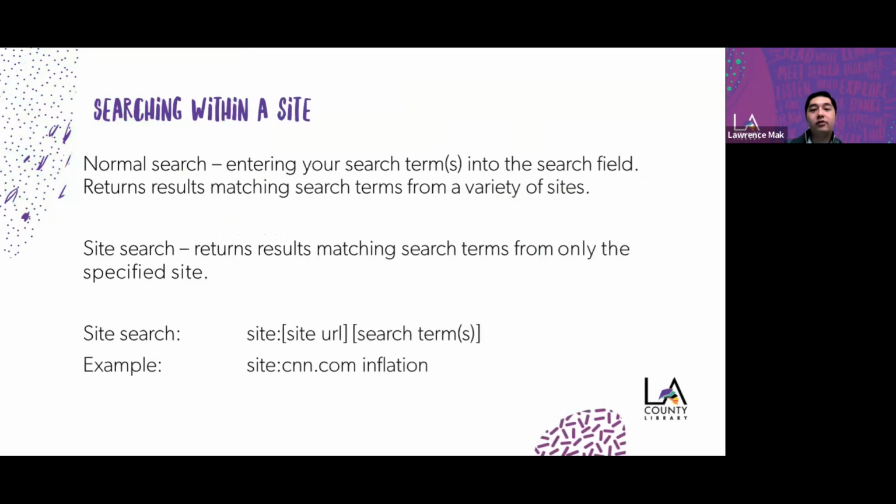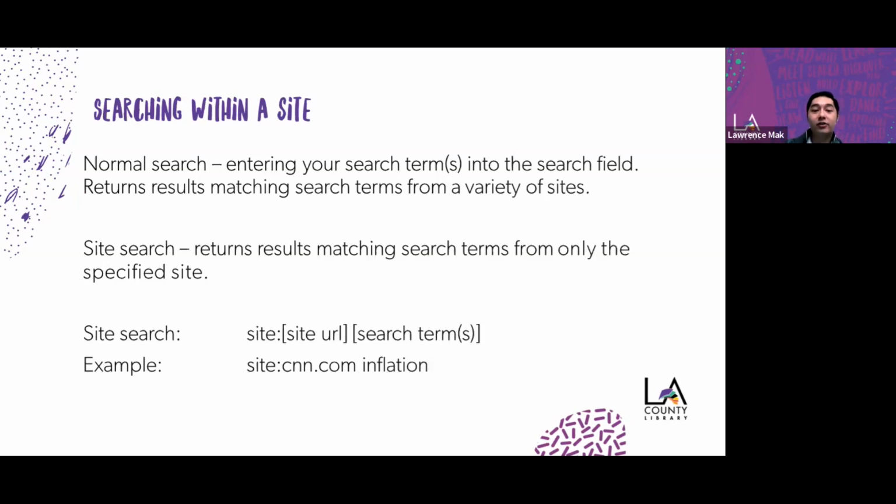Okay, so first, searching within a site. In a normal search, entering your search terms into a search field is the way to go. Say you're searching for inflation, that's a big thing, right? On a Google search, you would just type inflation, press enter, and you'll see everything related to that keyword. It returns results from a variety of websites.